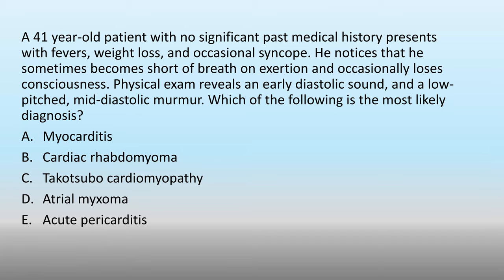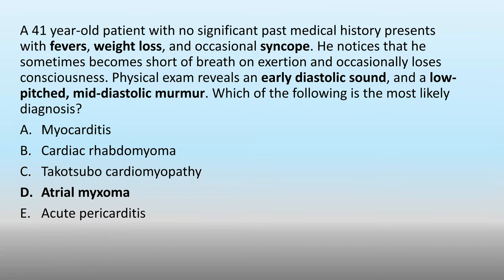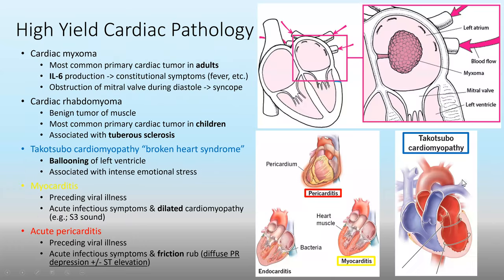So we know that with the early diastolic sound and the low-pitched murmur, this is going for atrial myxoma. The other hint here that you need to look out for is fevers and weight loss. So let's talk about that in the next slide. The most common primary cardiac tumor in adults is a myxoma. IL-6 production by the tumor itself in the heart causes constitutional symptoms. So if you're confused why they're feverish with just a normal atrial mass and there's not an infection, it's just production of IL-6 by the myxoma.